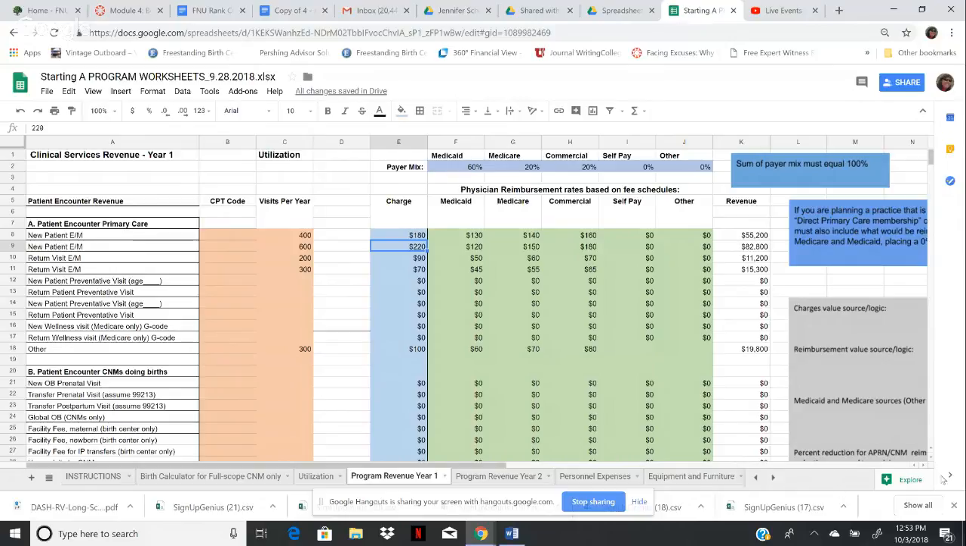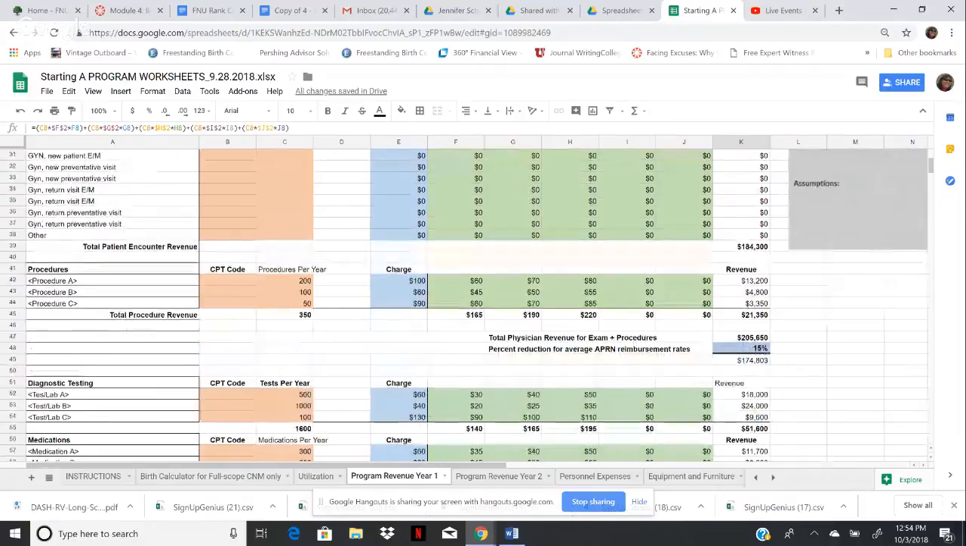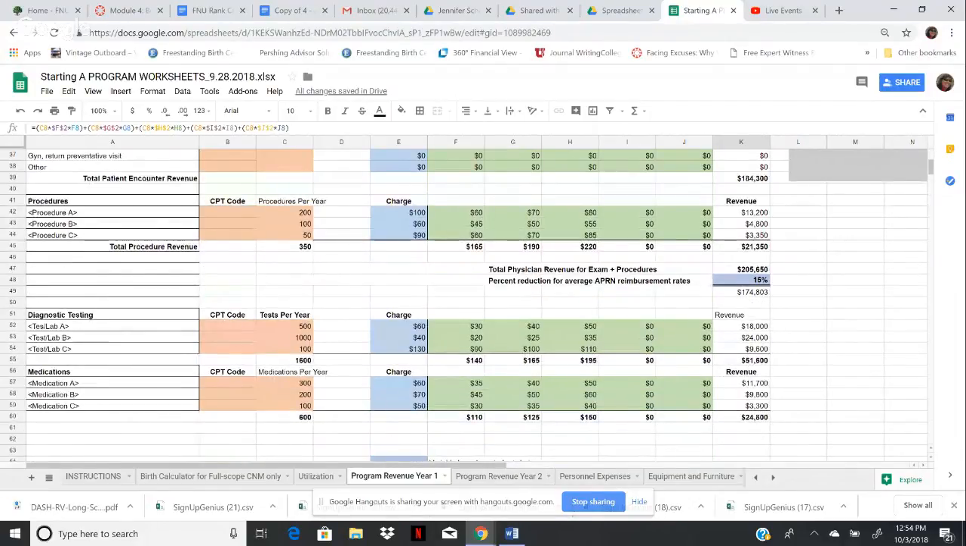All right, so that's all been put in. And then over on the right under the revenue column, it automatically calculates your totals based on the numbers of types of visits and your charges and reimbursements, okay? So that automatically computes for you and gives you a total at the bottom. And then also the procedure revenue is added in here. And then the total of those two, the visit types and the procedures, populates here.